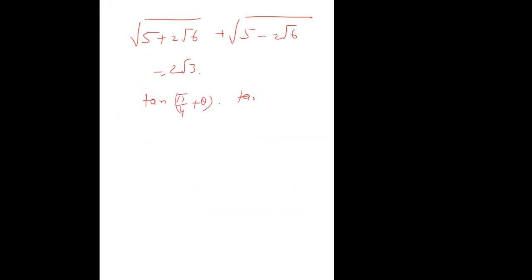So the next one is √(5+2√6) + √(5-2√6). So this is √3 + √2, that is 2√3, I guess direct. Next is tan(π/4 + θ) and tan(π/4 - θ). So tan(π/4 - θ) is nothing but cot(π/4 + θ). Both will be cancelled out. Answer is 1.